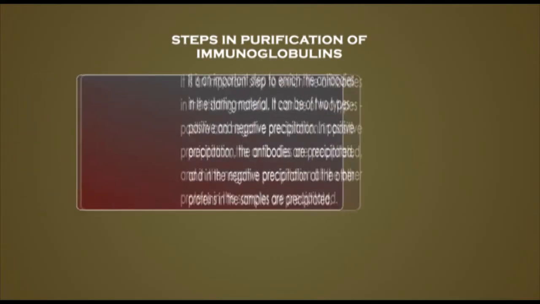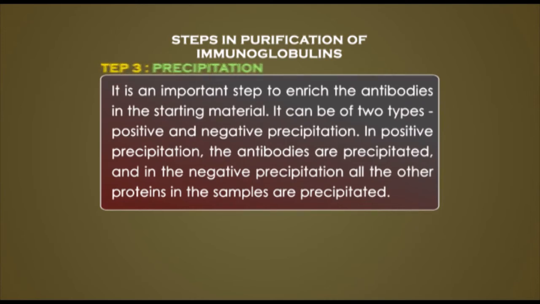Other small contaminants and media components like phenol red, etc. can be cleared by simple buffer exchange using centrifugal filtration units or dialysis tubing. In step 3, precipitation. It is an important step to enrich the antibodies in the starting material.